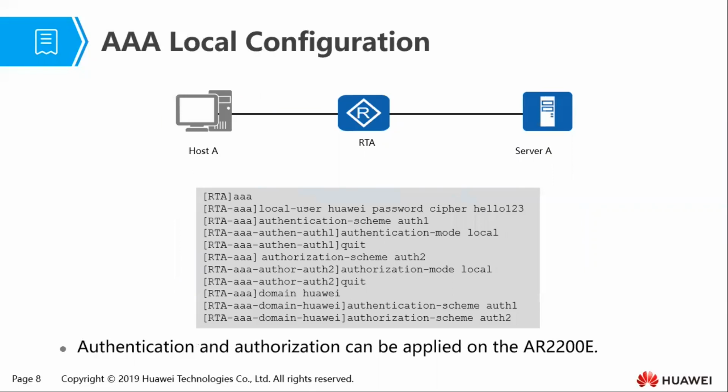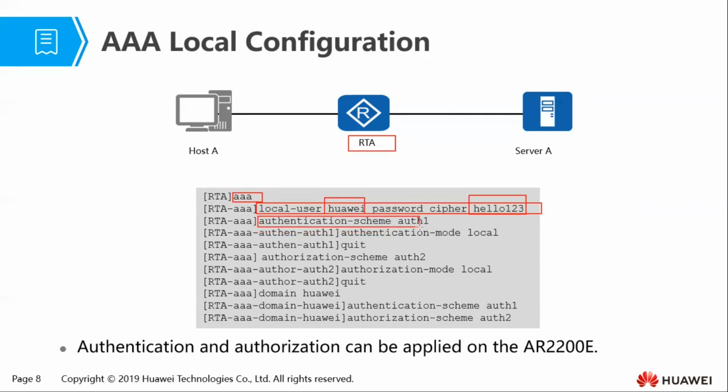So let's see, how do we configure AAA? This is something that we've done severally. For example, here we are in this router RTA. We go ahead and type aaa under system view. Then we create a user with local-user, and the username here is Huawei. Then password cipher, and the password we are using is hello123.